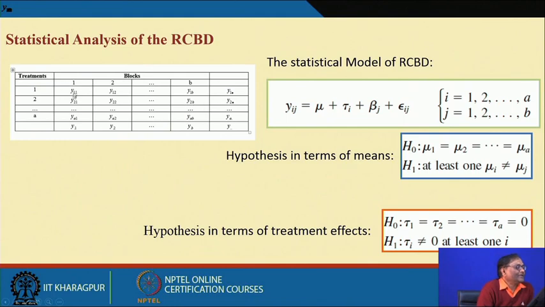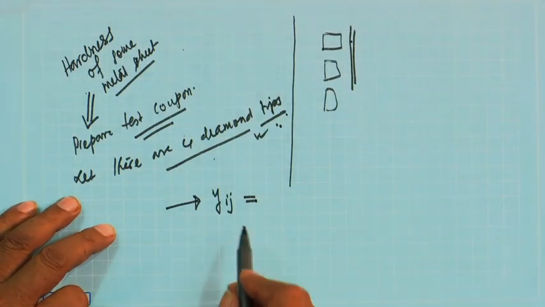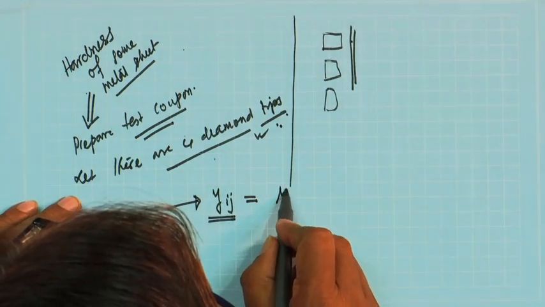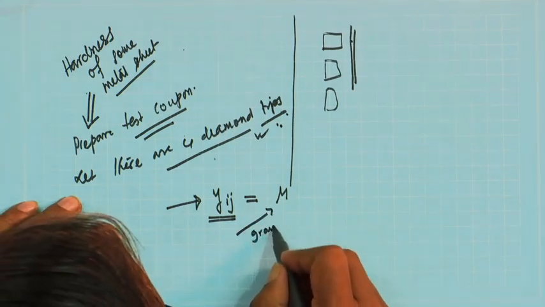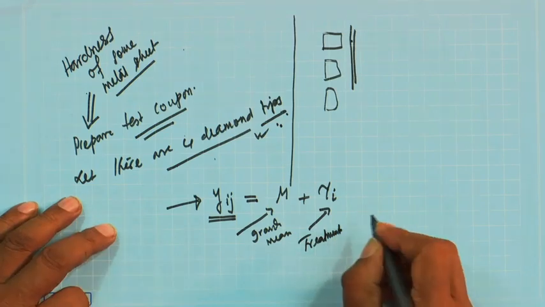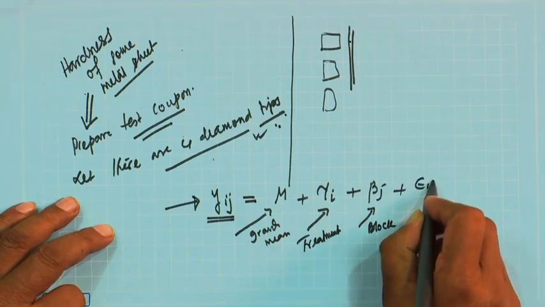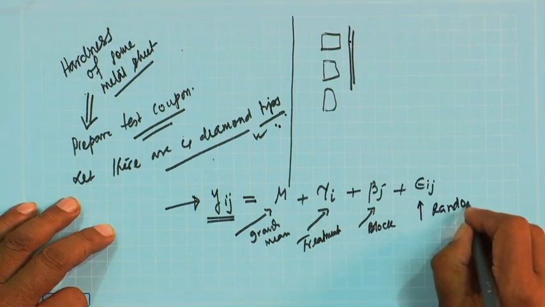So, essentially what you are getting is data y11 to ya b, treatments 1 to a and blocks 1 to b. So, then what is the model here? Any general observation can be written as yij. This can be written in partition like this: it has the grand mean effect mu, plus tau i, that is the treatment effect, plus beta j, this is the block effect, plus epsilon ij, this is the random effect, the random error.